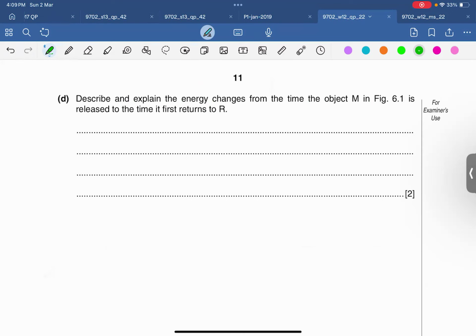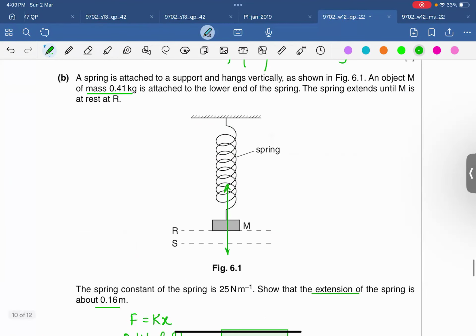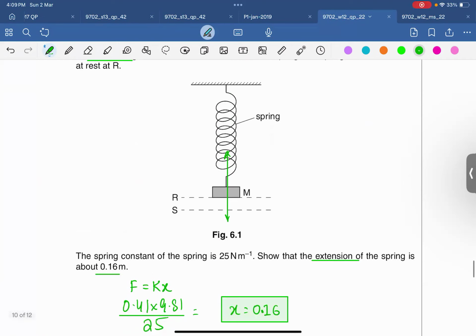From the time the object M in figure 6.1 is released to the time it first returns to R. Okay, so as it is returning to R, you only have to tell how the energy is changing. So at S there will be maximum elastic potential energy, right, and moving to R it will have the maximum kinetic energy, right?